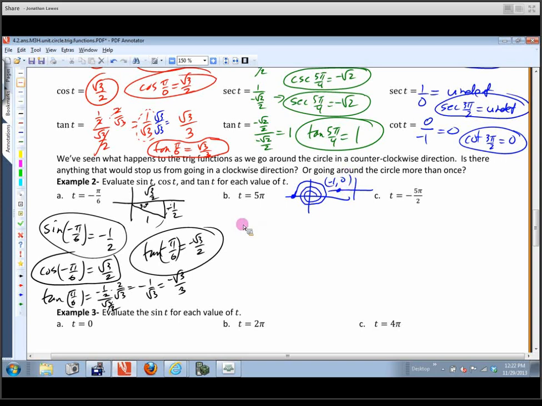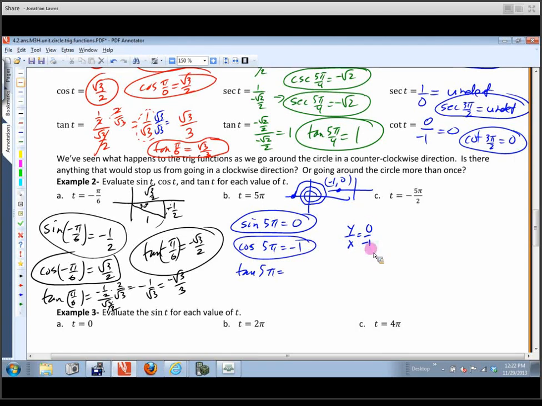So again, I want the sine of 5 pi, the cosine of 5 pi, and the tangent of 5 pi. The sine of 5 pi would be the y-coordinate. That's going to be 0. Cosine of 5 pi is going to be the x-coordinate. That's going to be negative 1. And the tangent of 5 pi is going to be the y-coordinate over the x-coordinate. That's 0 over negative 1, so we end up with a 0 right there. Okay, so that's each one of those.